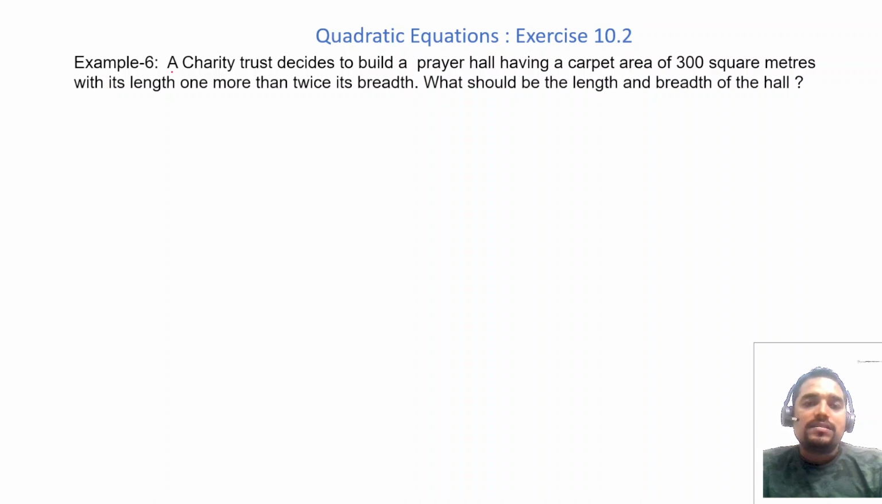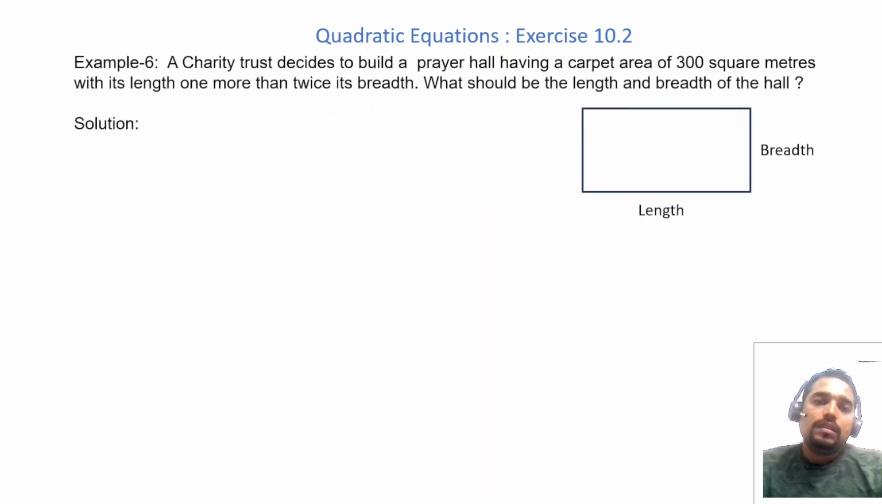A charity trust decides to build a prayer hall having a carpet area of 300 square meters with its length one more than twice its breadth. What should be the length and breadth of the hall? So here a carpet area is to be built with an area of 300 square meters, with length and breadth being related by the condition that the length is one more than twice its breadth.